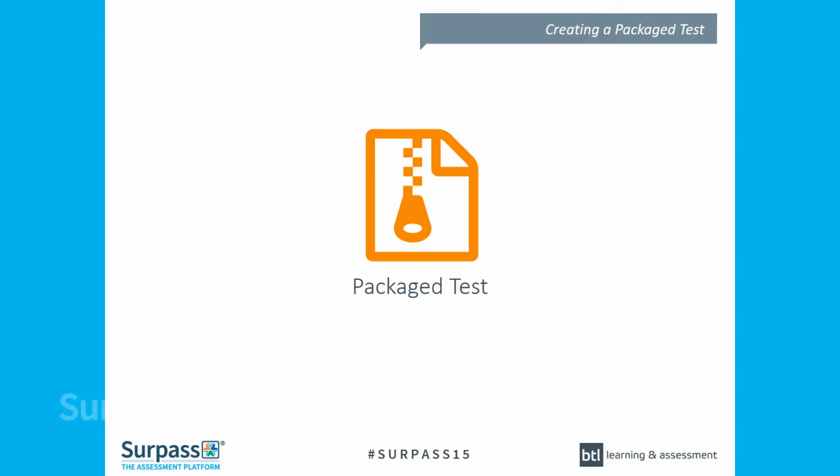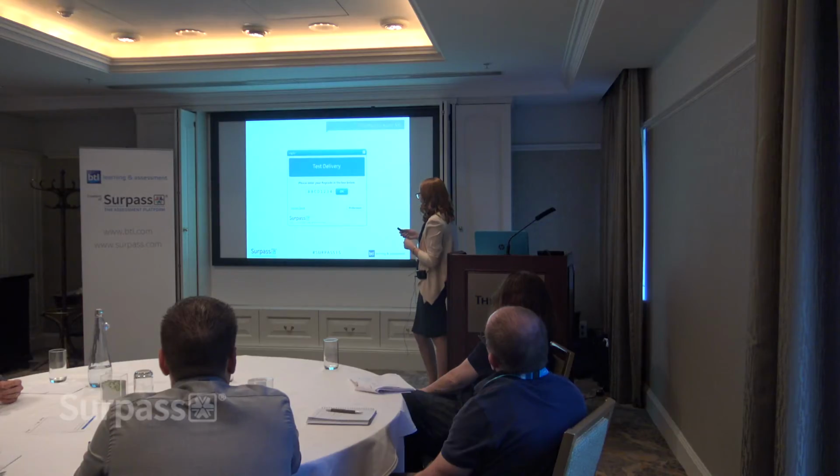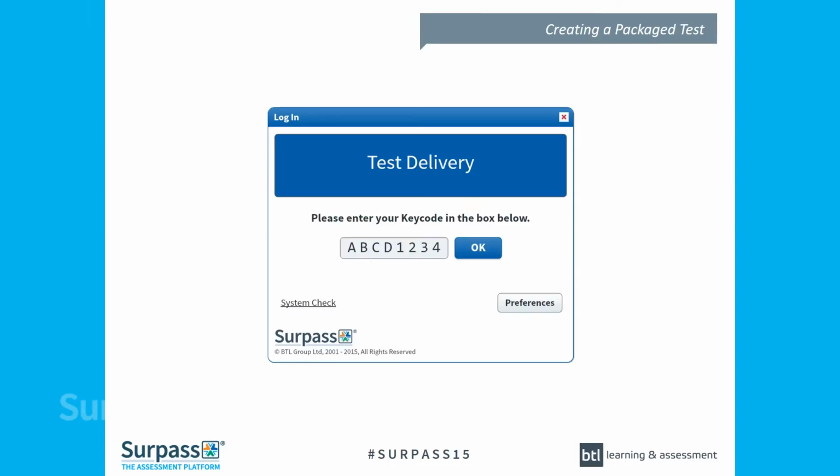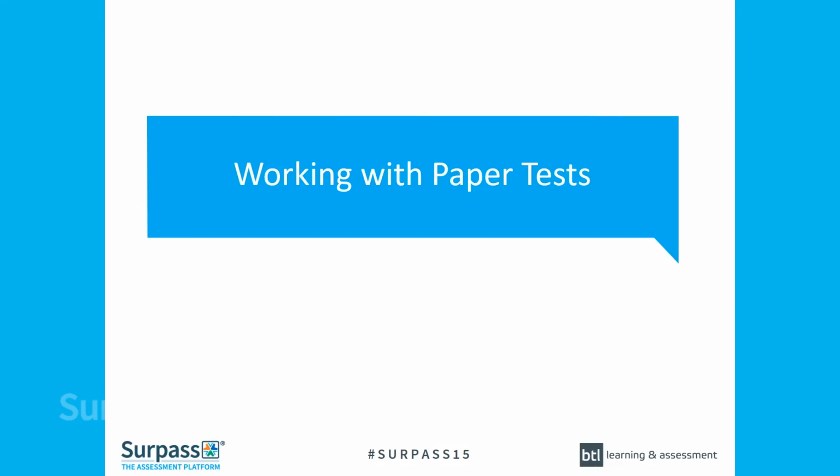Okay. Again, it looks exactly the same as the last one because it is the same concept at the heart. It is a package test regardless of how you create it. So I'm going to move on and look at some things around paper tests. So this is, again, some of the release 12 paper functionality that was introduced. And I just think a couple of these features, maybe they were introduced quite recently. People might not know that they're there.